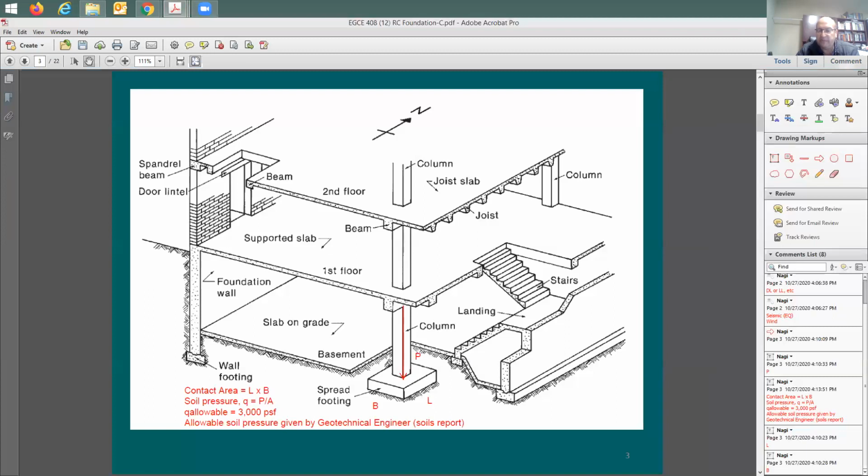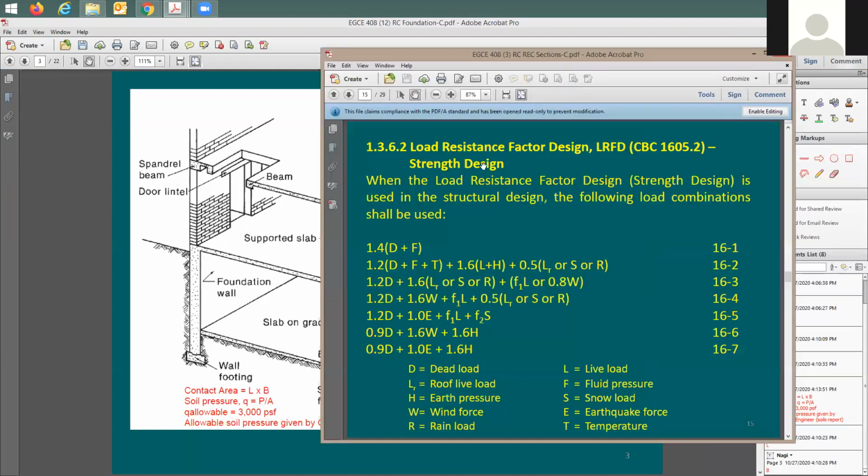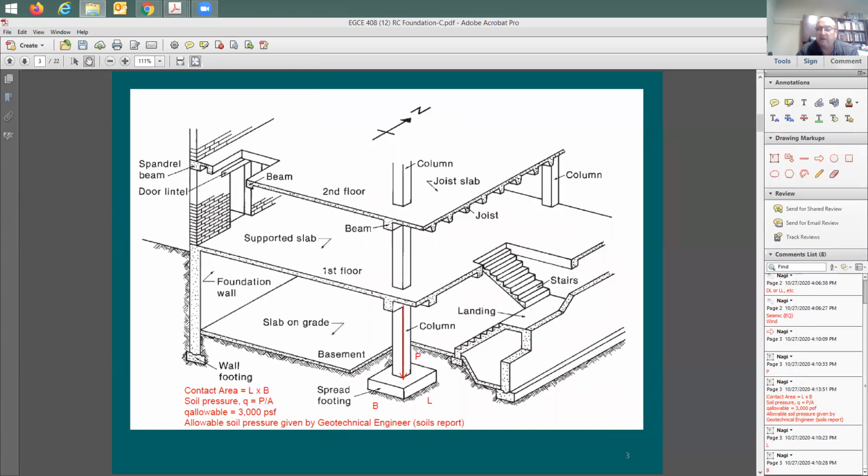You guys know the difference between ASD and LRFD, right? You are aware of these load combinations, right? This is going to be what? Load resistance factor design, which means strength design. When you have these factors here, 1.4, 1.2, 1.6, it means that you're using a strength design, right? This is the LRFD. So when you do concrete design, you do it what? LRFD or strength. I prefer to call it strength.